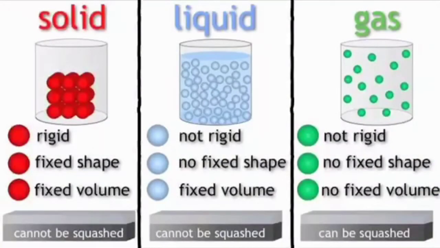Here, as you can see, are some differences about the particles in solid, liquid, and gas. Now here is some more information about the particles in solid, liquid, and gas. The particles in solids are held firmly in place by forces of attraction. The particles can only vibrate. They cannot move or change places.